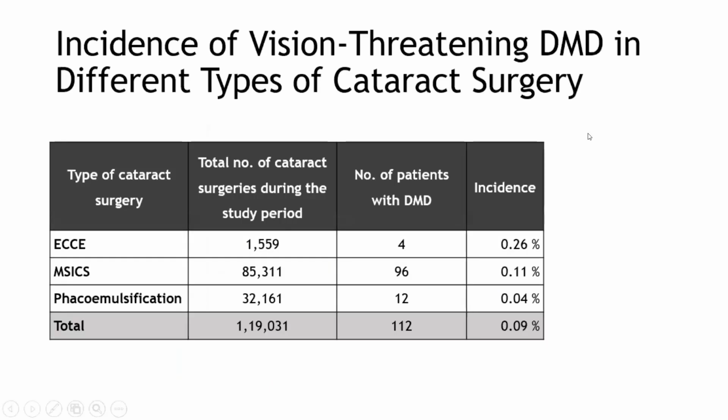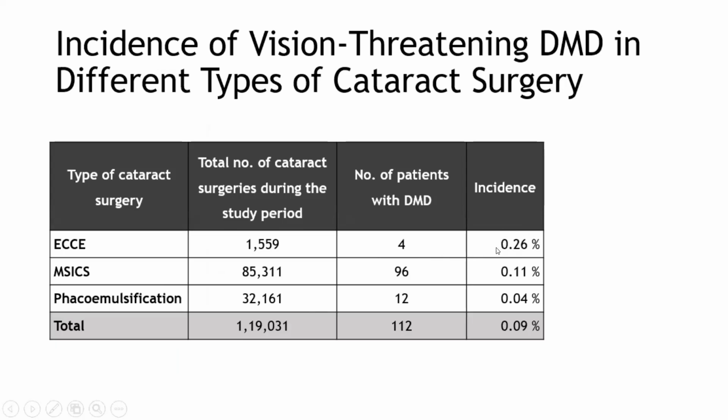Next, we go on to the third table, I mean, third major objective. We are going to find out the incidence of Descemet's membrane detachment after cataract surgery. So now there are three main types of cataract surgery: ECCE, SICS, and phaco. These are the total number of surgeries that we have done during the study period, and these are the total number of Descemet's membrane detachments. So we get, obviously, how did we get this?